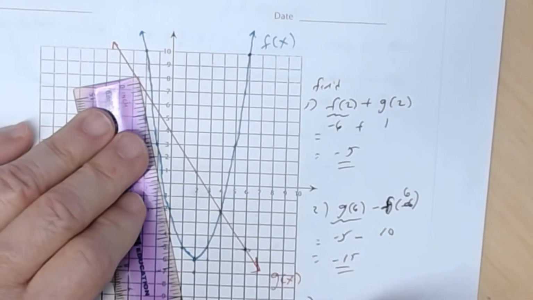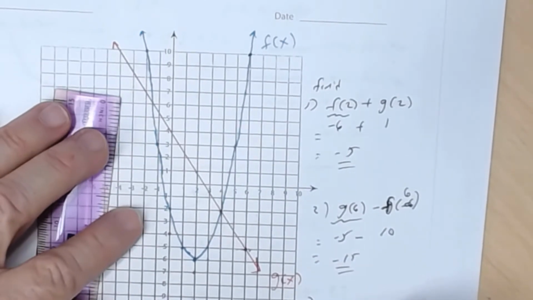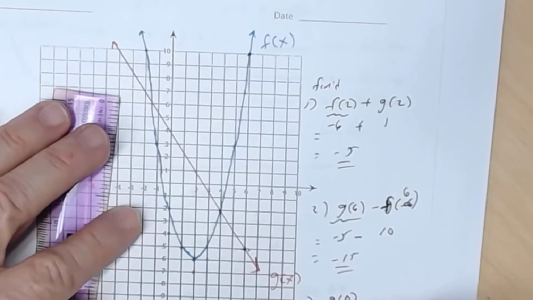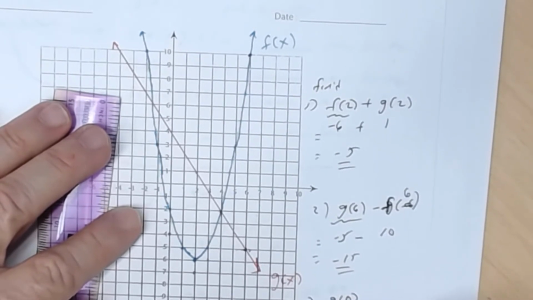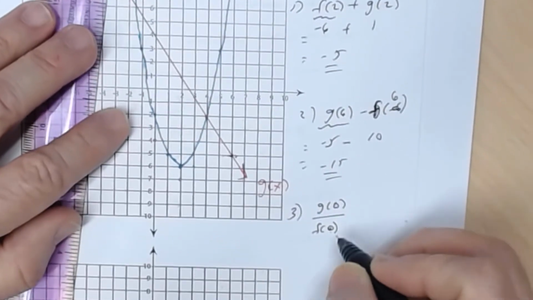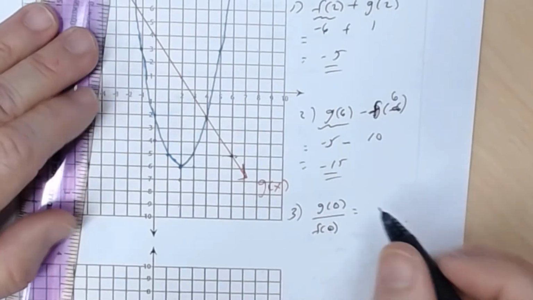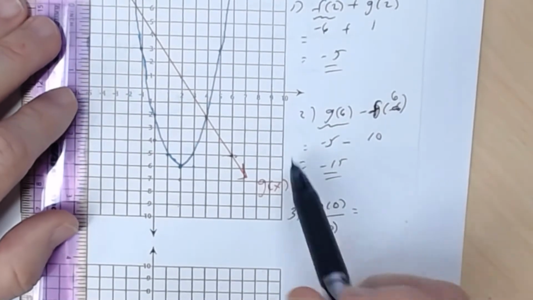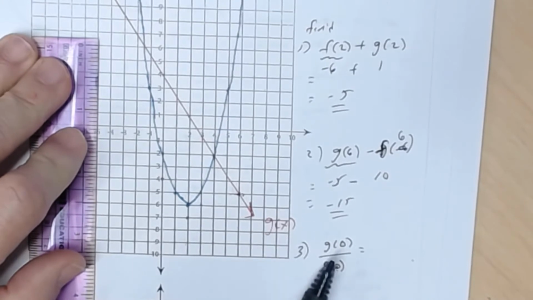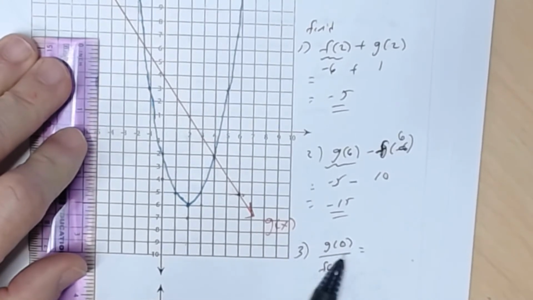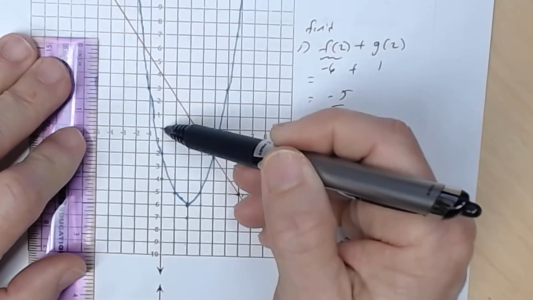And then finally, let's say I want to find g of 0 divided by f of 0. G of 0 divided by f of 0. Okay, so I want to find this quotient. Well, I go to my function g, which is the line. Okay, see it? And again, what's the y value when x is 0? So here's, remember, x is 0, the origin. So here's where x is 0.